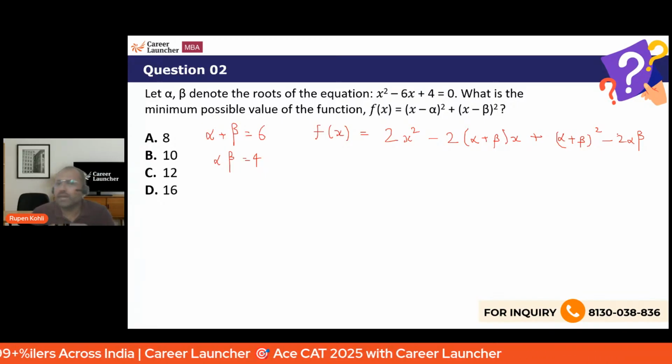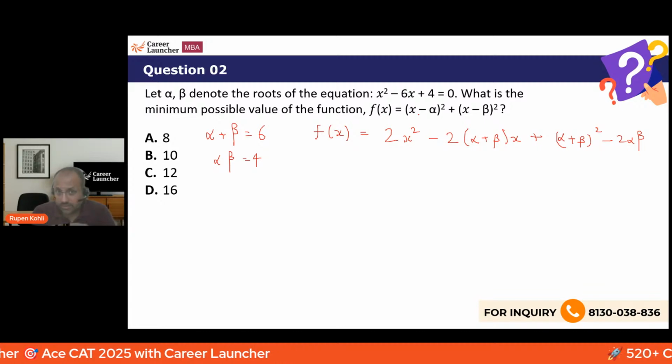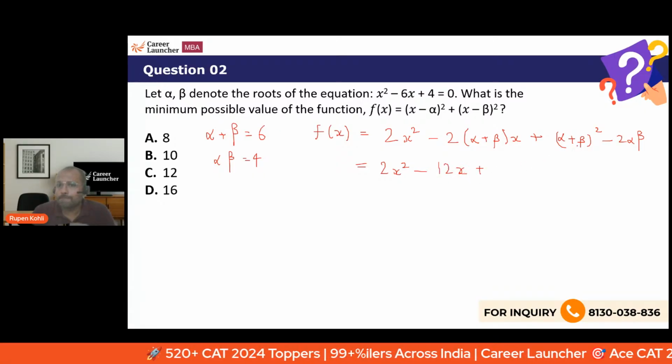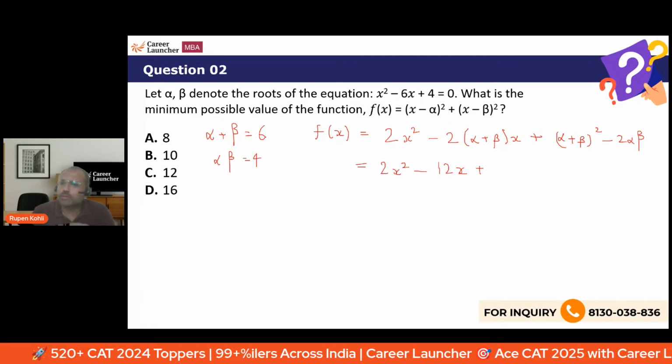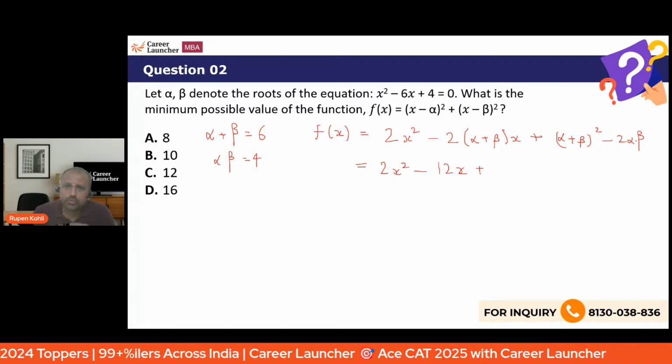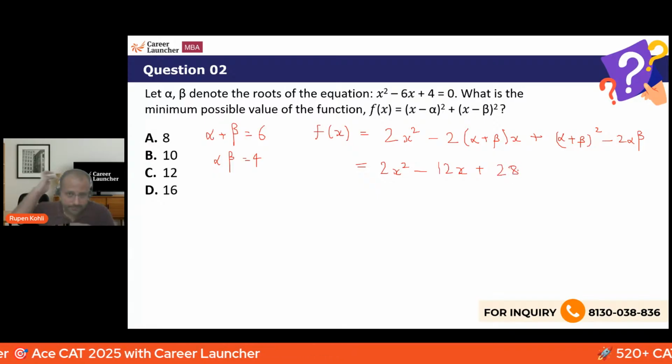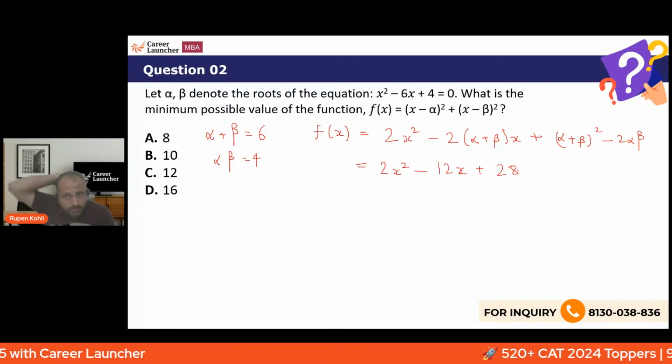Now I can put in my numbers, right? So this quadratic function f(x) gets simplified as 2x squared, and alpha plus beta is 6, so 6 into 2, 12x, plus (alpha plus beta) whole squared, so 36, minus 2 into 4, 8. 36 minus 8 is 28, right? So it's 2x squared minus 12x plus 28.